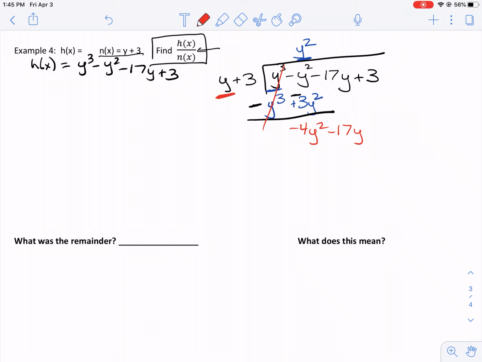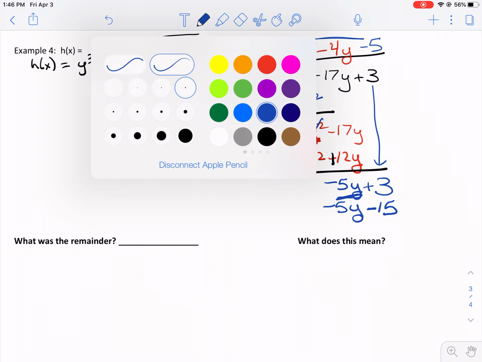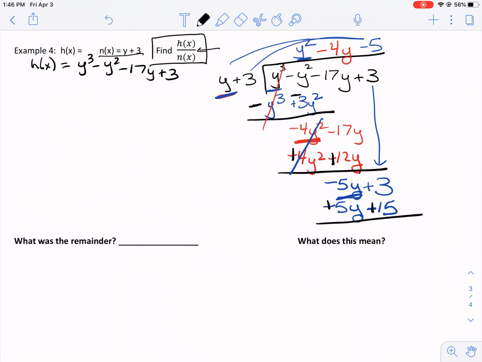So what do I multiply this y by to get a negative 4y squared? I need to multiply it by negative 4y. So now we're going to distribute the negative 4y. So negative 4y squared minus 12y. Subtraction step, change both signs. The 4y squareds will cancel like they're supposed to, and we get negative 5y. Bring down the last term and do it one more time. What do I multiply y by to get a negative 5y? I multiply it by negative 5. So distribute the negative 5. Negative 5y minus 15. The subtraction step means change both signs. The y's will cancel. I end up with 18 for a remainder.